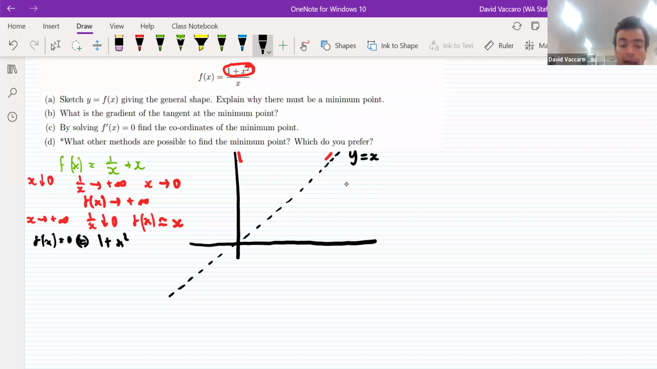But for all real x, 1 plus x squared is greater than 0, so there's no roots. Okay, so I know that it never crosses the axis. In fact, I know that it's always above the line y equals x, because 1 over x is always positive for positive x. And I can make an educated guess that it therefore looks like this.